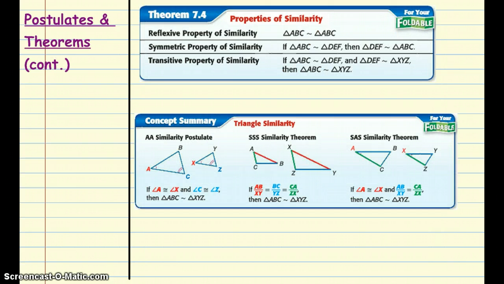Okay, now we're back. So we've got some more postulates and theorems to look at. Theorem 7.4 just shows different properties of similarity: reflexive, symmetric, and transitive. And then this bottom one, I thought is a nice way to summarize everything that we had talked about on the previous slide. So let's take a look at some examples.